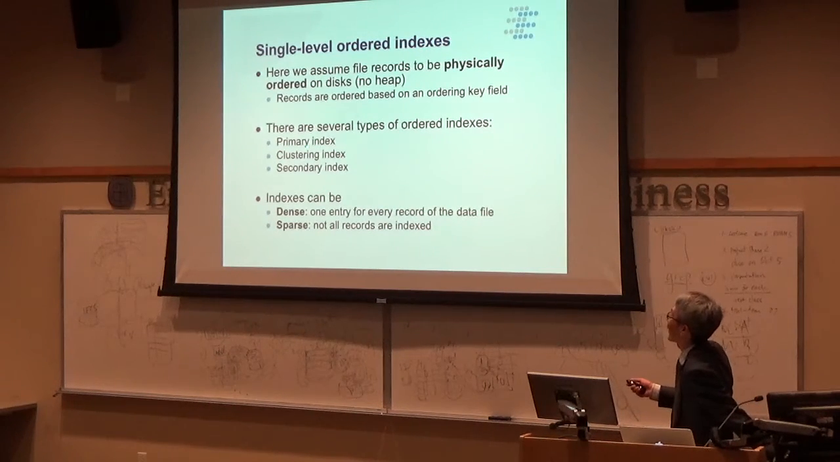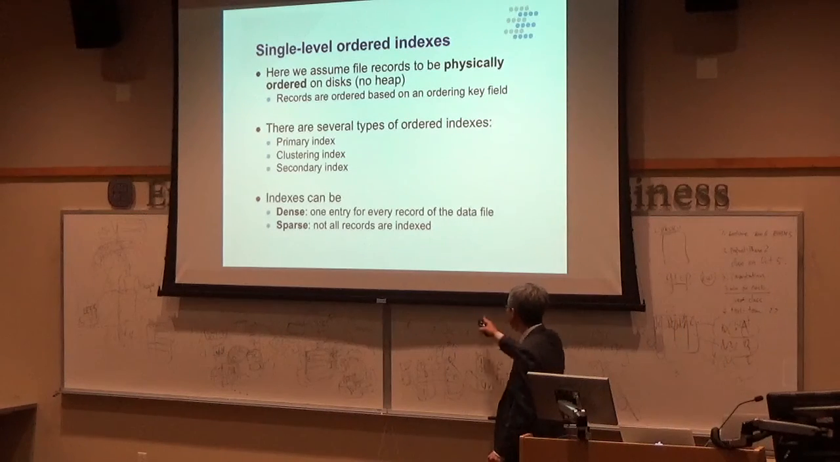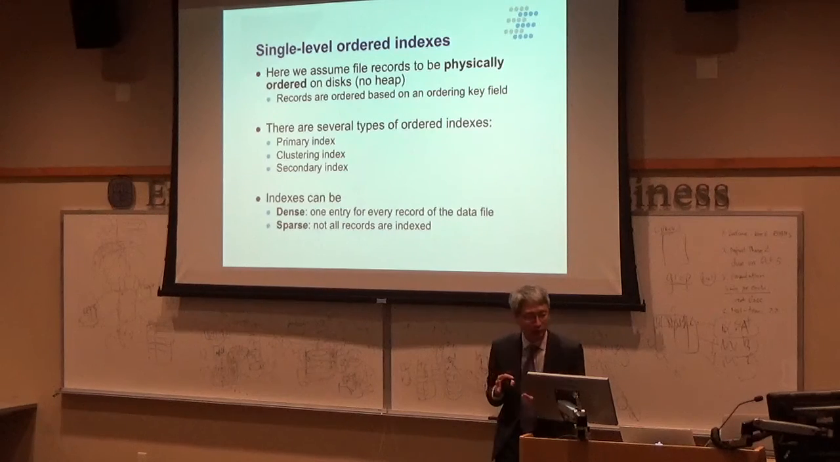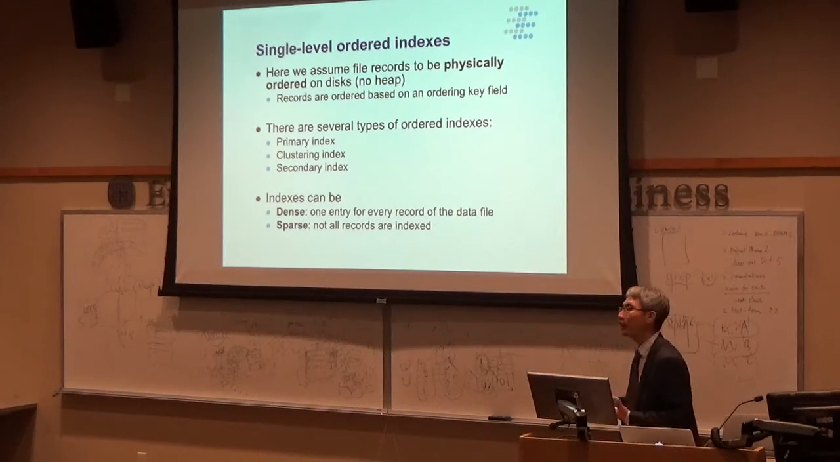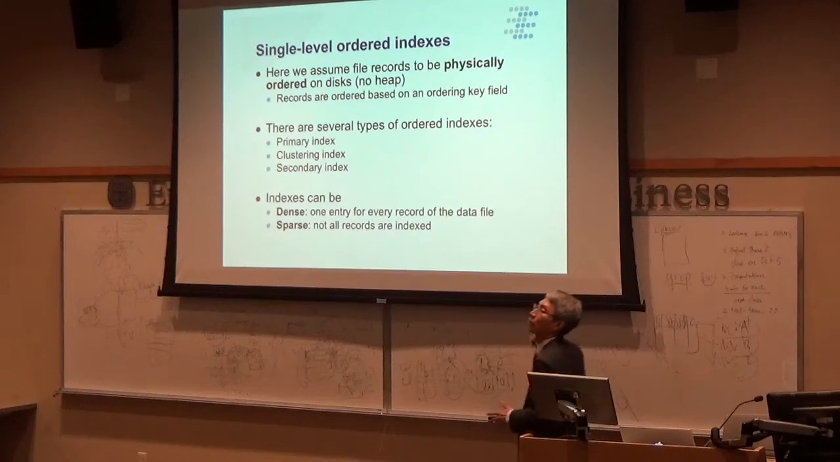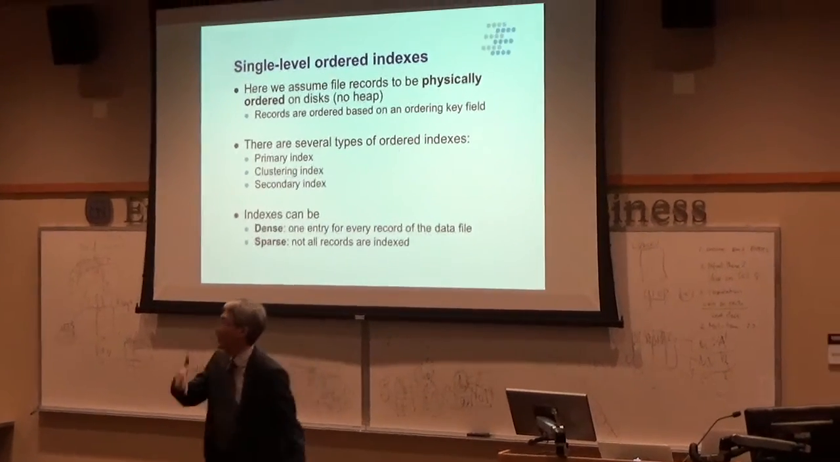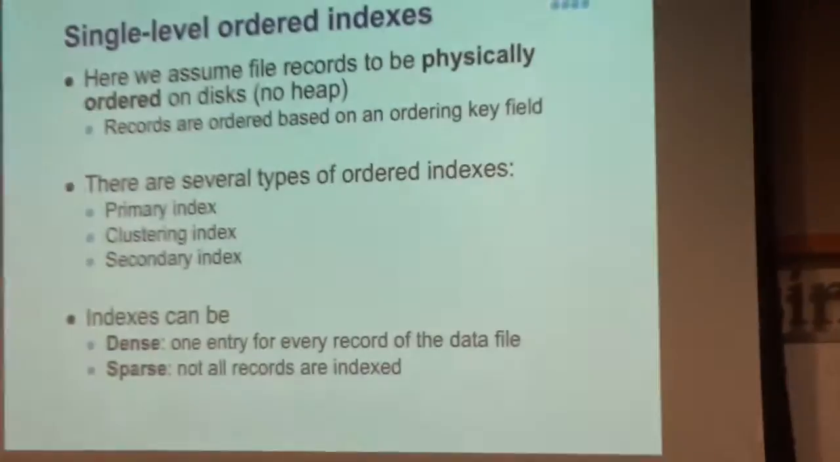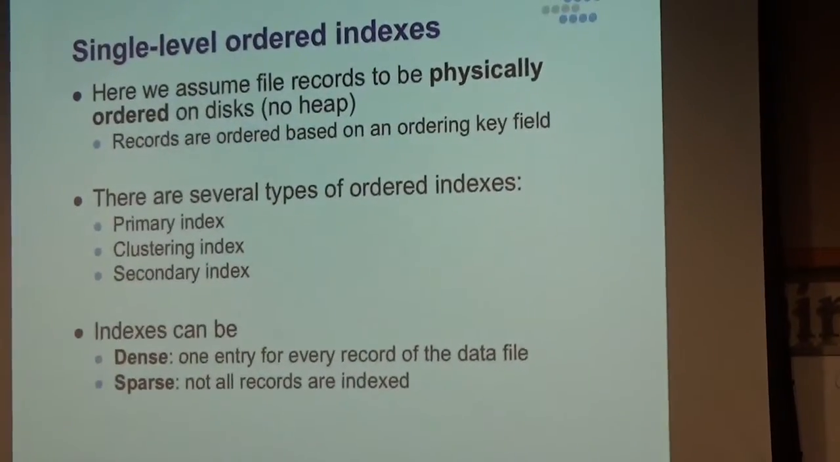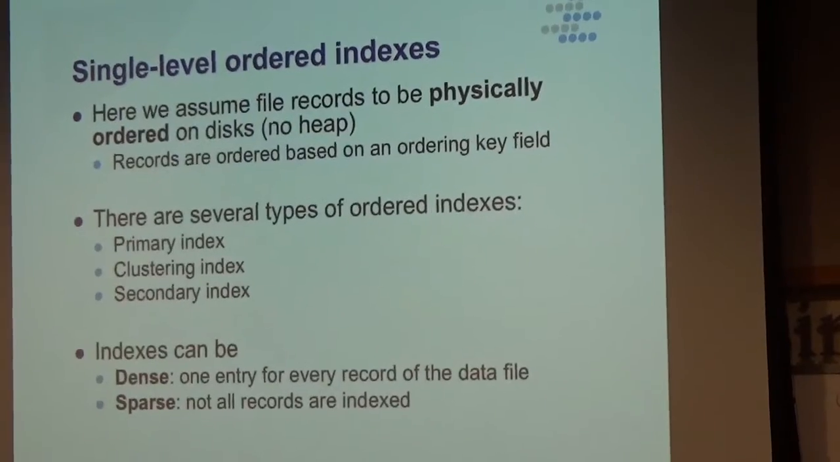There are different types of index. Primary index is for the primary key. Clustering is a group index, like the DNO in the program. It's not always the unique key that can be indexed; sometimes group data, a group attribute, can be indexed, and that is clustering. Secondary index is the most popular one. Primary means the index for the key, okay? But secondary index is for a non-ordered key, a non-ordered attribute.